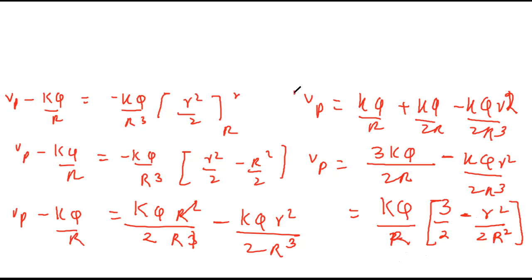Solve this much. KQ by R times 3 by 2 minus r square upon 2 capital R square. At least 10 times when you write, you will remember, otherwise you will forget.